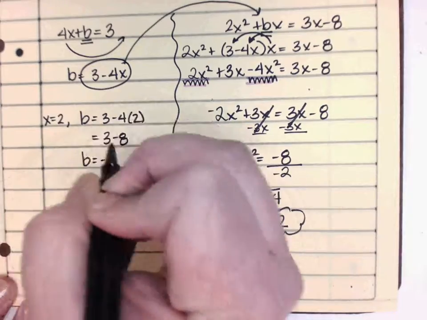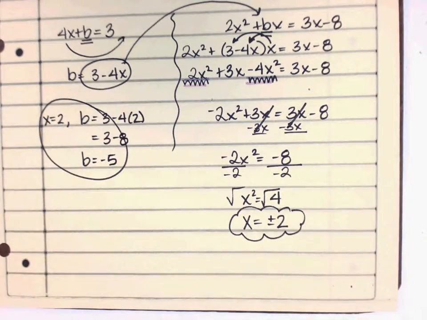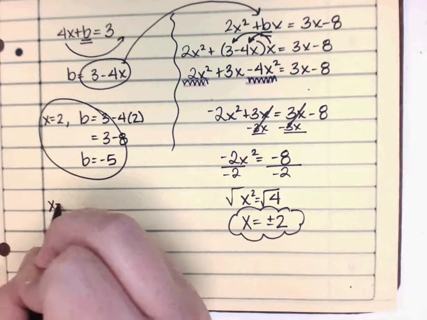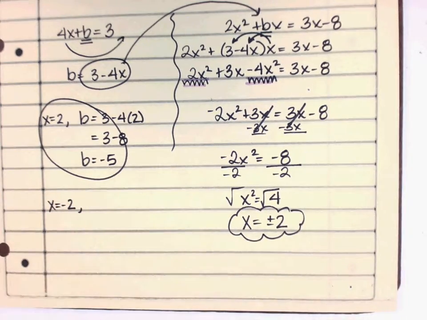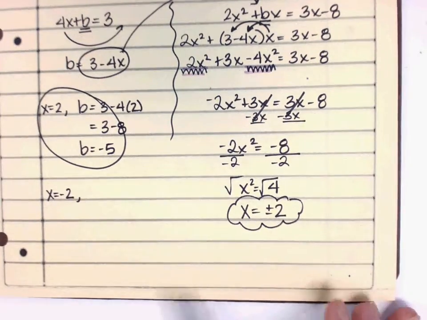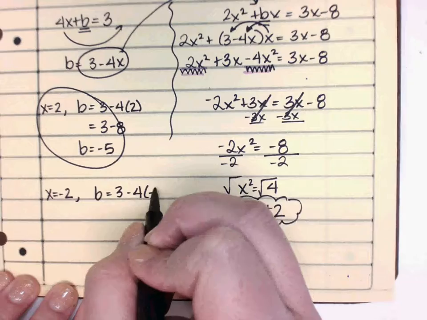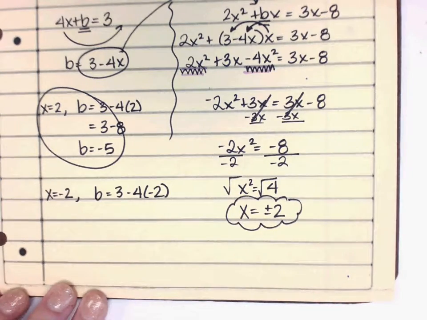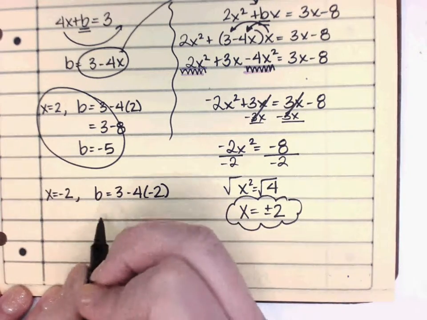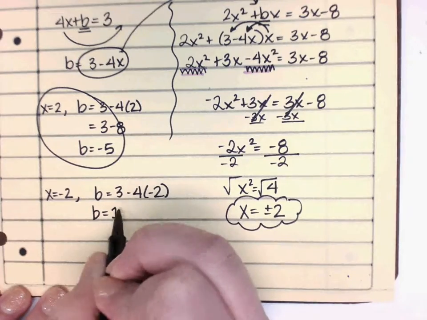Okay, so those two guys are partners. When x is 2, b can be negative 5. But when x is negative 2, I'll need to find a different b that goes with that. So it'd be b equals 3 minus 4 times negative 2, which is going to turn to a plus 8. 3 plus 8, b will be 11. Got it?